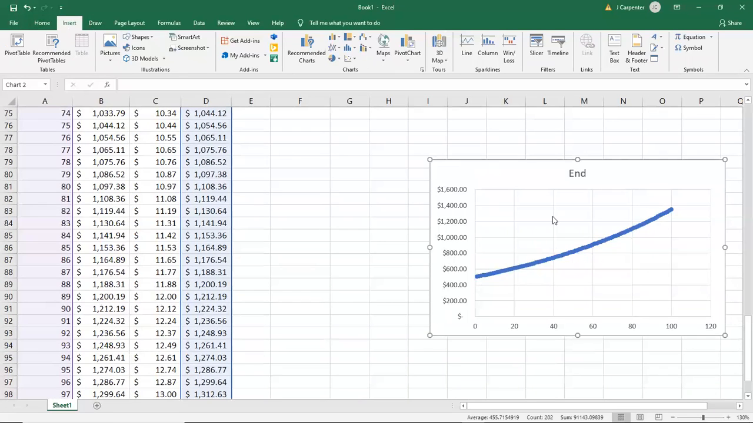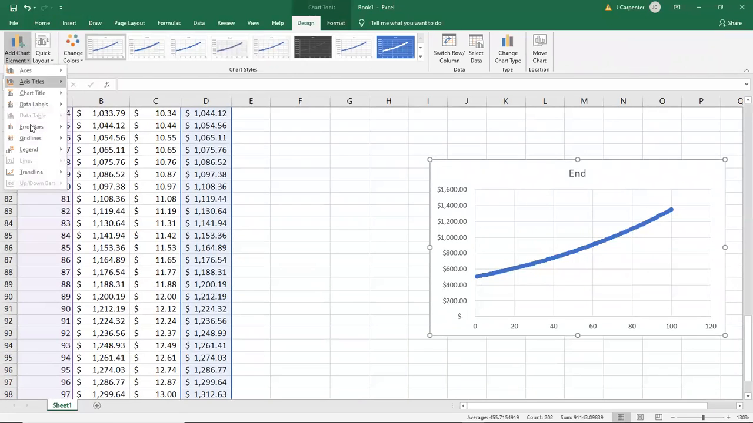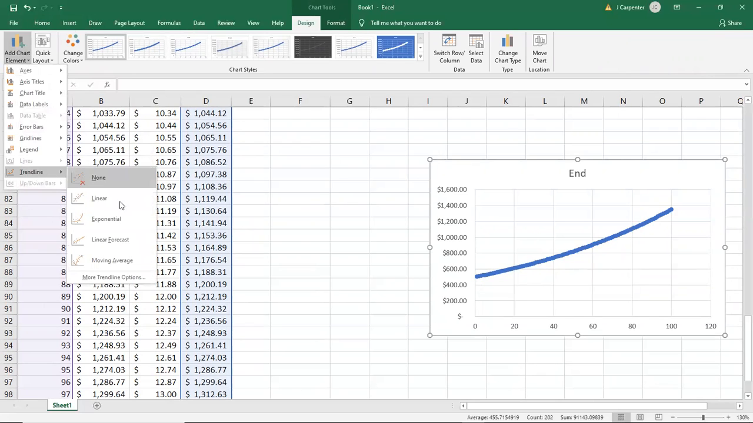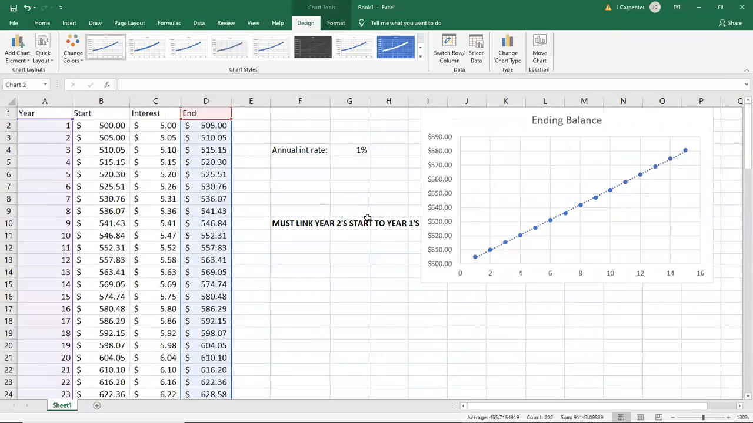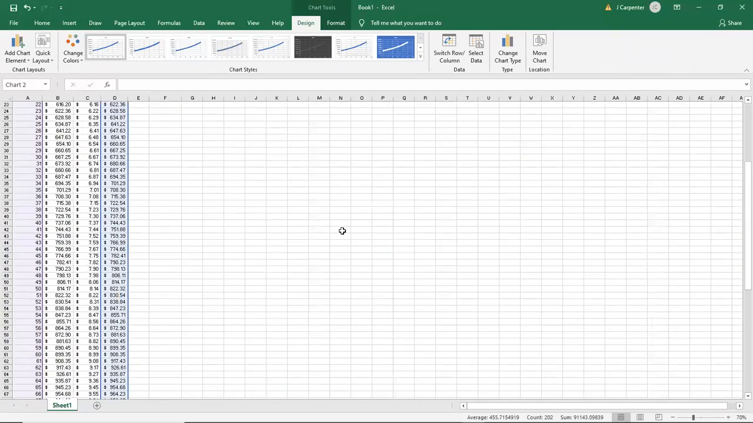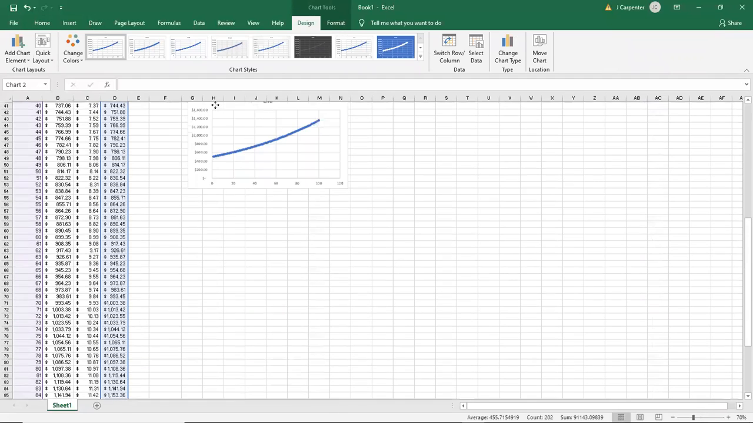If I were to add chart element, trend line, it doesn't look that terrible, but it's not perfect. That's because these are not lines. These are exponential curves. They bend. So this is an okay approximation, again, because of the low interest rate. Check this out, though. Let me just put this up closer to the top.